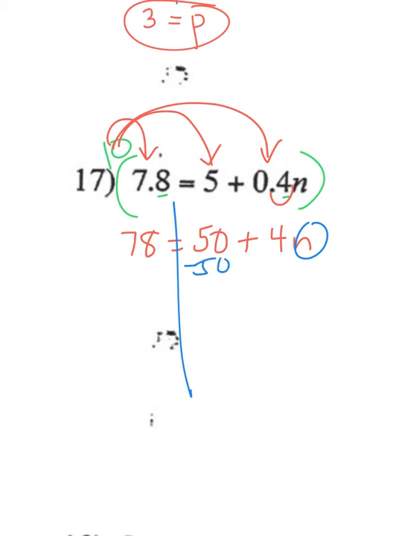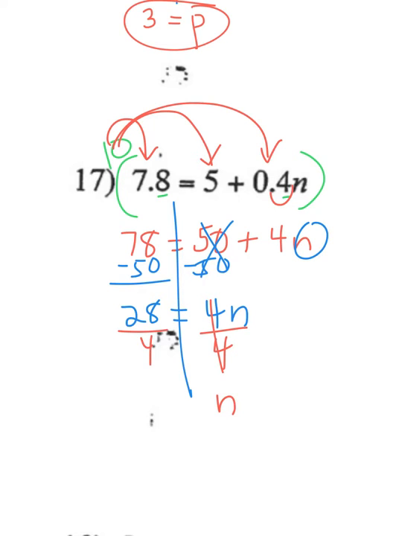Variable, minus 50, minus 50. So even though we get some bigger numbers, we're still doing the same process. This will be 28 equals 4n. Divide by 4 on both sides. 7 equals n.